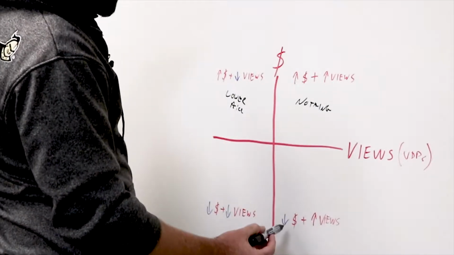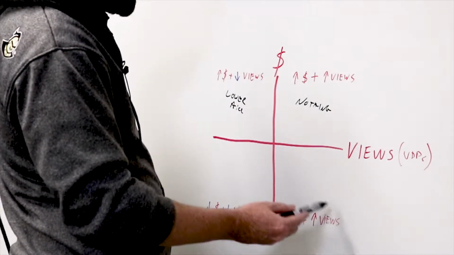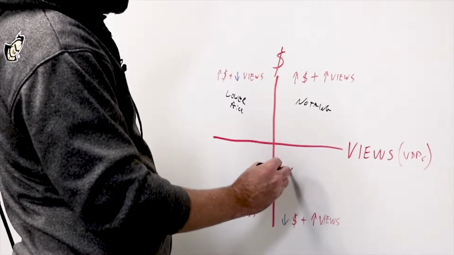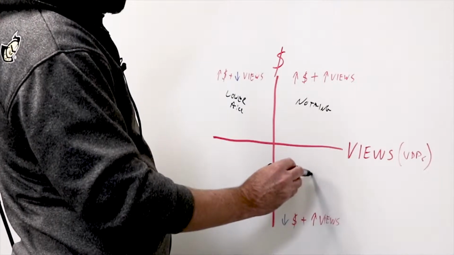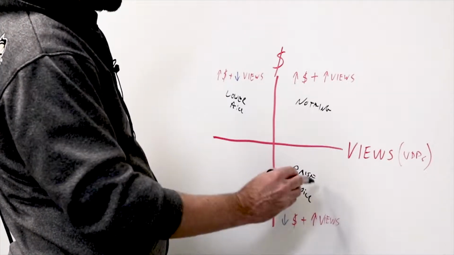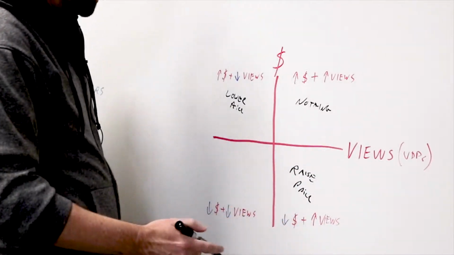Then we'll come down here and we have low price, high views. So cars are getting traffic, but the price is low. What would you do? In this case, you'd want to raise the price. And this is just, we're generalizing here, but you get the idea.